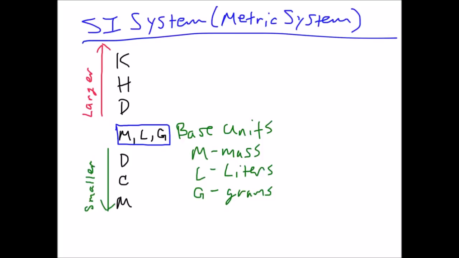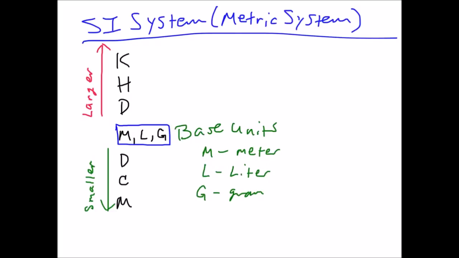Okay, let's just go ahead and say, I apologize, I just noticed a problem here. This M does not stand for mass. It stands for meter. So meters are the unit that goes with distance. Liters are the unit that goes with volume. And gram is the unit that goes with mass. Sorry about that.